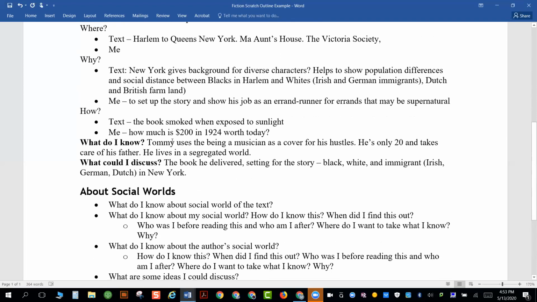So as I go through and get to the end of the first chapter, what do I know? I know that Tommy actually is his nickname, his street name. Tommy uses being a musician as a cover for his errands or side hustles. I know he's 20 and he takes care of his father. He also lives in a segregated world. What might I discuss about the book at this point? Well, that book he delivered to Ma'at was very curious. I'm interested in the setting and how it's broken up by race and immigrant status. And then I would have more stuff about this text.